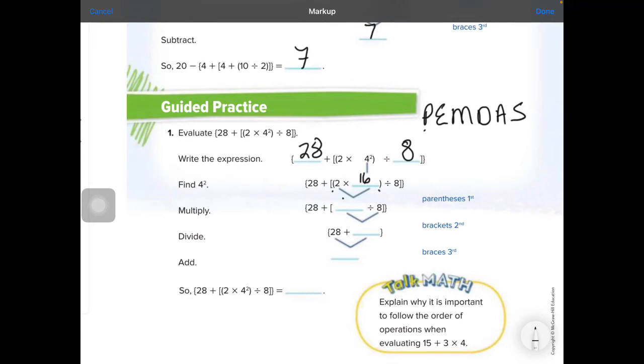16 times 2 is 32. Now we have 32 divided by 8, and that is going to be a 4. Then we come down here and keep on bringing the 28 down. 28 plus 4 is 32. So this great big long expression answered is 32.